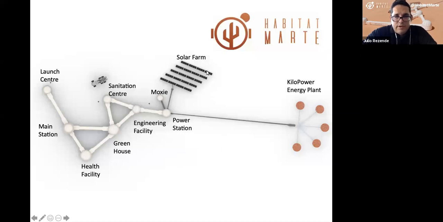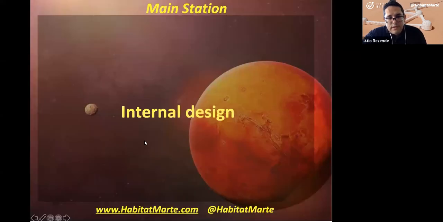In this case, we have a Mars habitat with 7 facilities: the launch center, the main station, the health facility, the greenhouse, the sanitation center, the engineering facility, and the power station. The main station is one of the seven facilities connected to other infrastructures also.